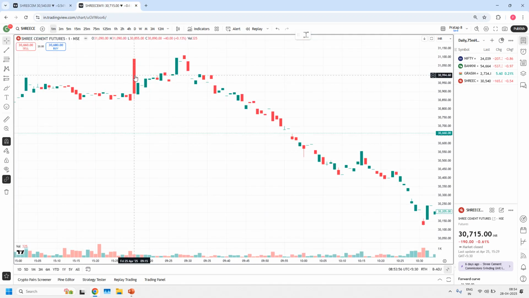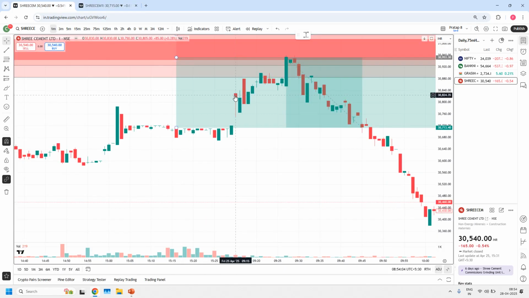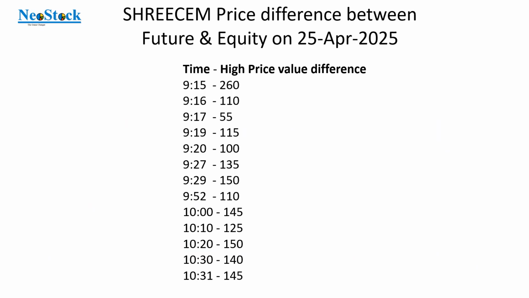And also this is the 9:15 candle. The high of the candle is 31,090 rupees. Minus here, the equity chart high of the candle is 30,830, the morning 9:15 candle. The difference is 260 rupees. Generally, on any day, in the 9:15 candle you see a huge difference.